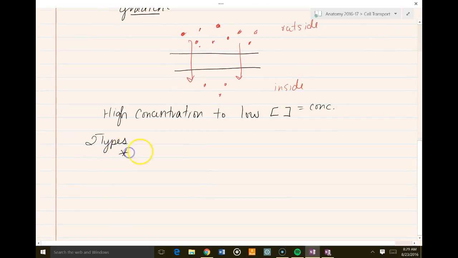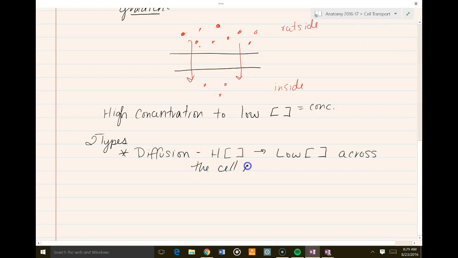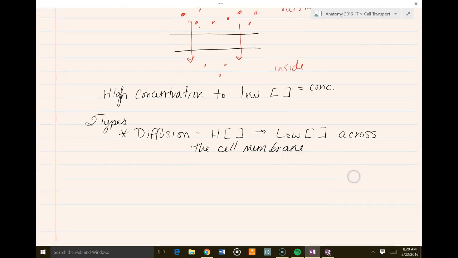So the first type that we need to address is called diffusion. Diffusion transport is transport from a high to low concentration, so from a high concentration to a low concentration, right, across the cell membrane. Okay, so this can be for molecules like ions. It can be for small things that can get through the membrane.